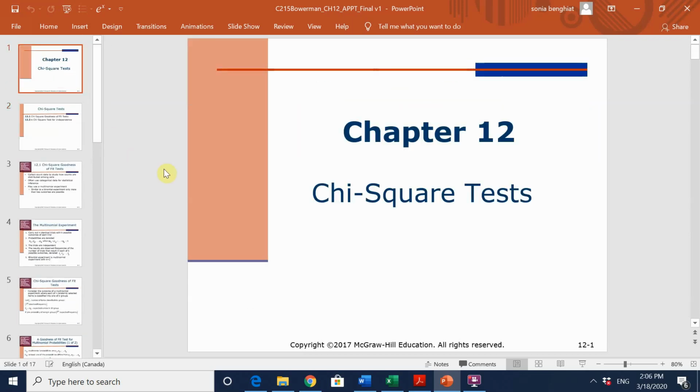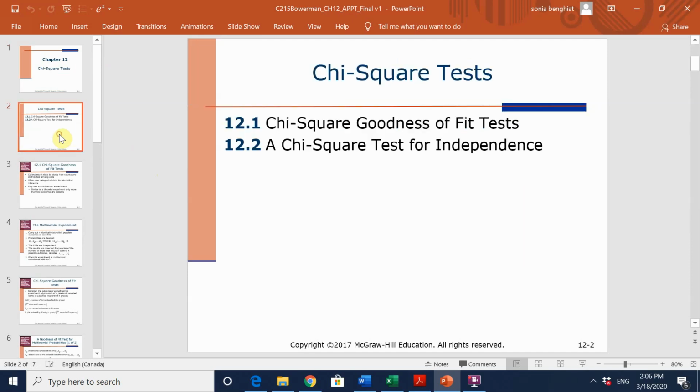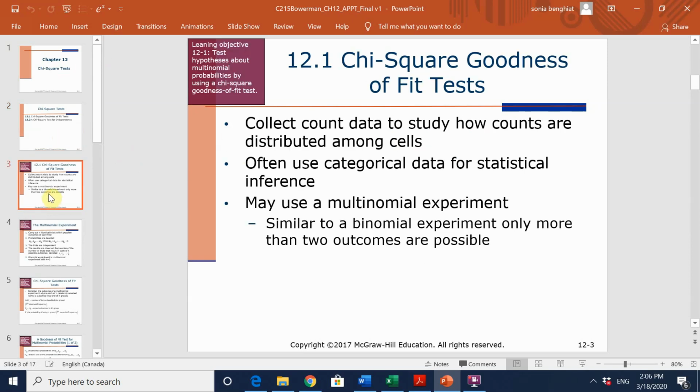In this video, I'm going to be covering Chapter 12, chi-square tests. Notably, I'll be looking at the goodness of fit tests in section 12.1. So the idea here is that we want to test whether a population follows a claimed distribution by using sample data to make this assessment, right?